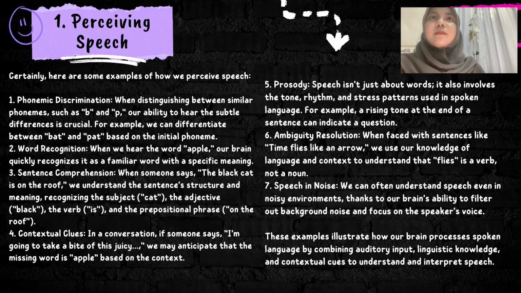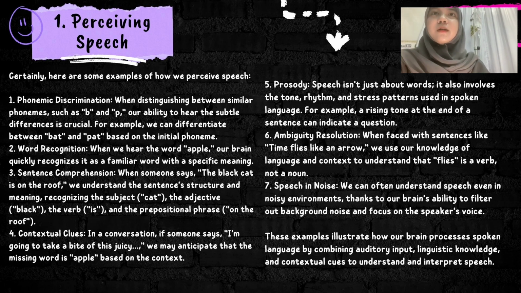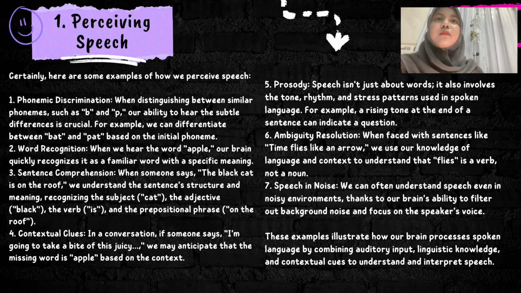structure and the meaning, recognizing the subject cat, the adjective black, the verb is, and the prepositional phrase on the roof. 4. Contextual clues. In a conversation, if someone says going to take a bite of this juice, we may anticipate that the missing word is apple based on the context.